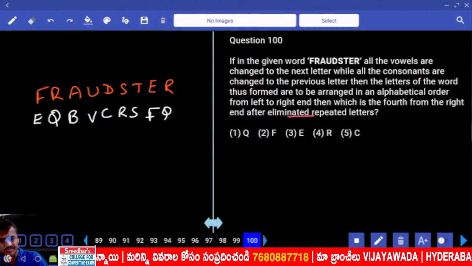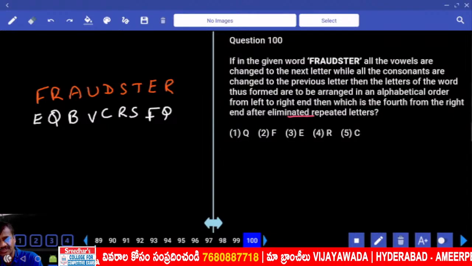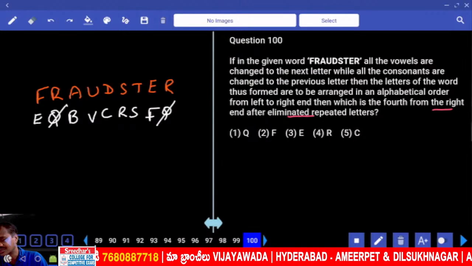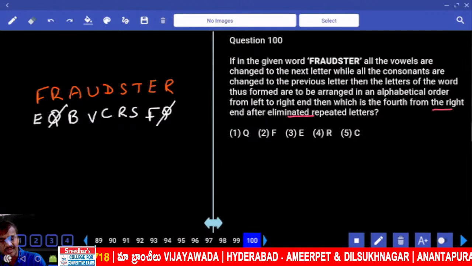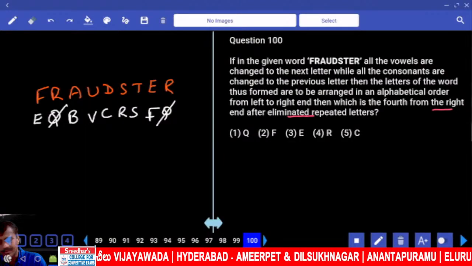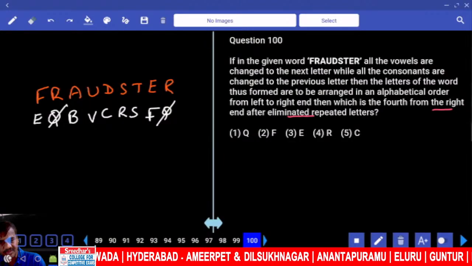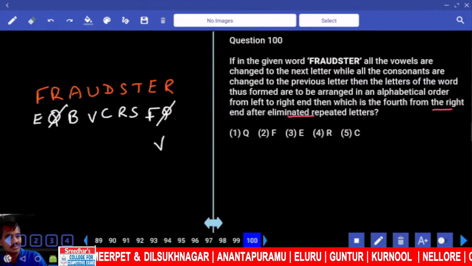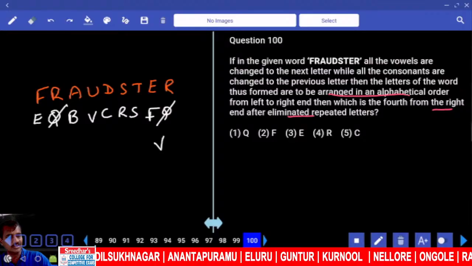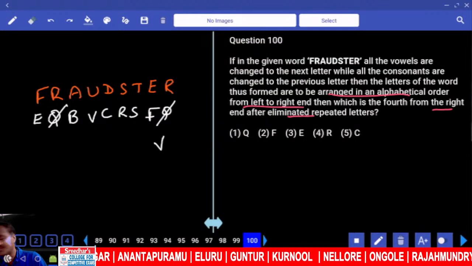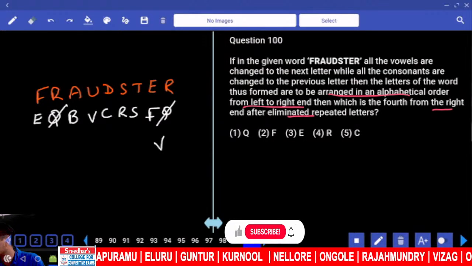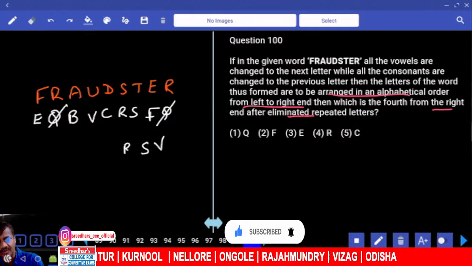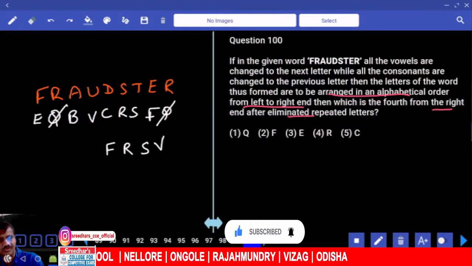Now tell me any repeated letters here? Q is the repeated letter. All the remaining are arranged. Then fourth from the right hand. Tell me which is fourth from the right hand side? All the letters thus formed are to be arranged from left to right in alphabetical order. What is the first from the right? V. And second from the right? S. Next one R. Next to R? F. F is your answer.